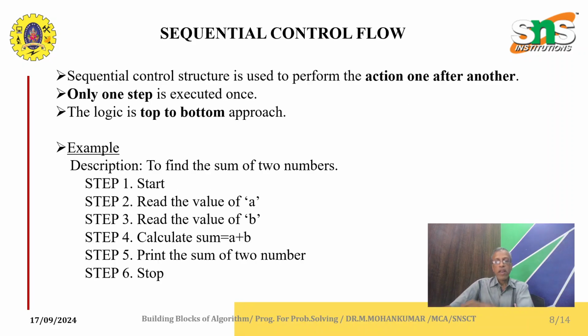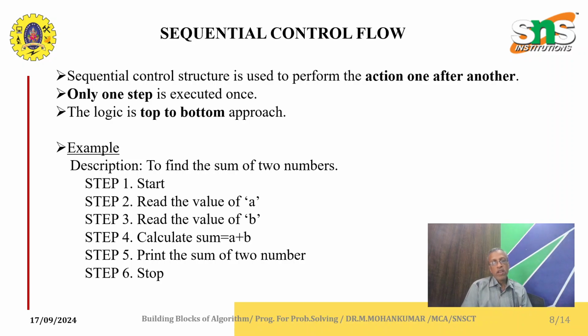Sequential flow, as the name itself suggests, we will get the result sequentially. Sequential control structure is used to perform actions one after another. Only one step is executed at a time. Keep it in mind, only one step is executed once. The logic is a top to bottom approach. What logic we have to follow? Top to bottom approach.